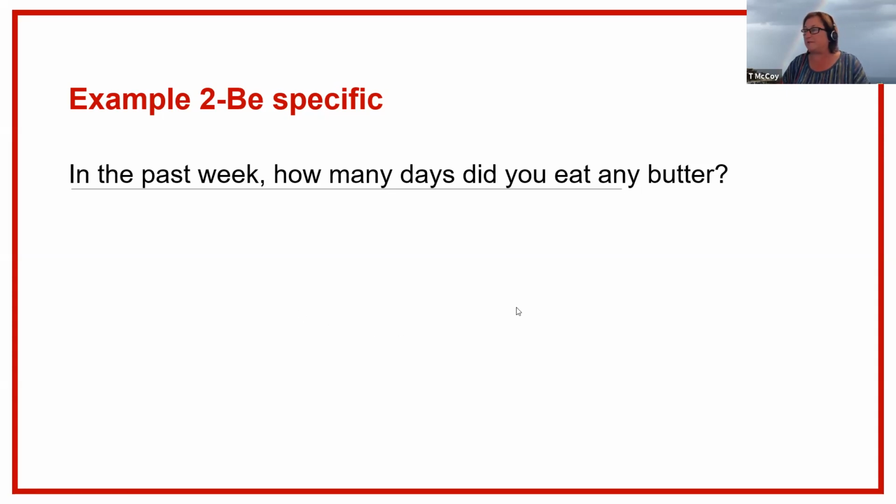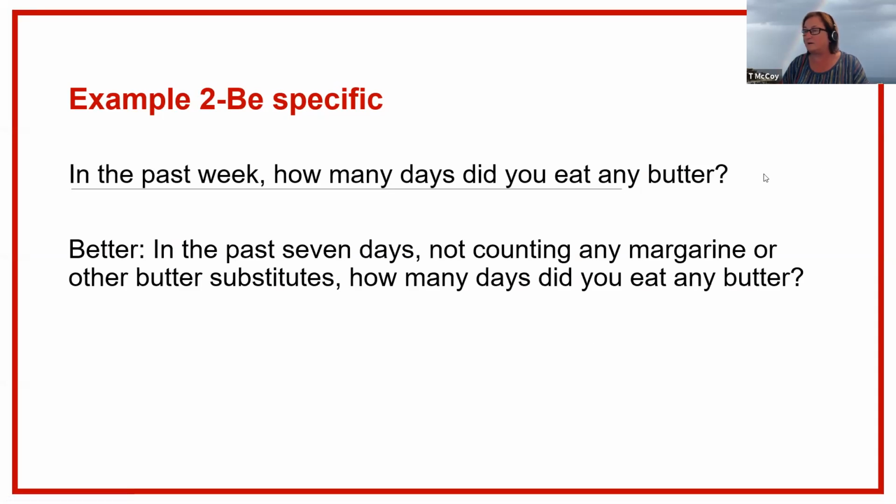So in this specific example, this is better. Oh, we got the butter, we got the margarine going on now. In the past 7 days, right? So the first part of it, in the past week, well, what constitutes the past week? Is it starting from today, Monday, through last Monday? What am I really asking for? Here I'm asking in the past 7 days. So I want to be able to judge that. I want to be specific. Not counting margarine or other butter substitutes. I just want to know how many times you ate butter. How many days did you eat any butter? Any butter.